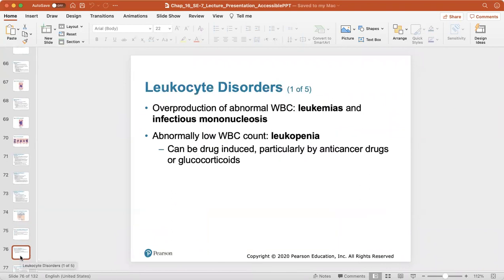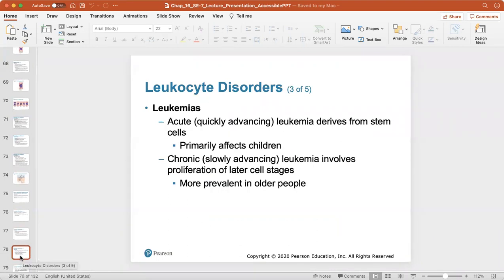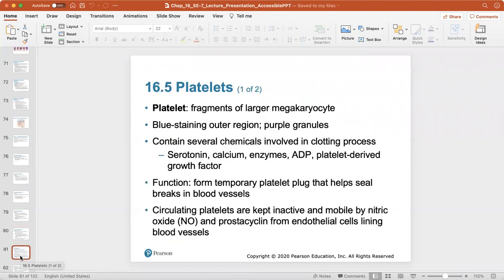All right, leukocyte disorders. You should know leukopenia is an abnormally low white blood cell count. Leukemia is a cancerous condition involving overproduction of abnormal white blood cells, and there are different types of leukemia. Infectious mononucleosis is a highly contagious viral disease having to do with your leukocytes as well.